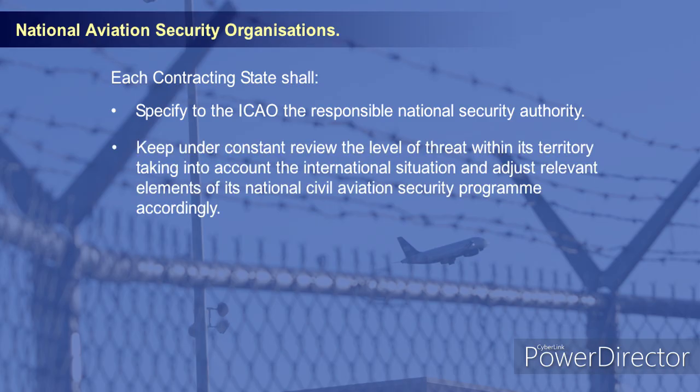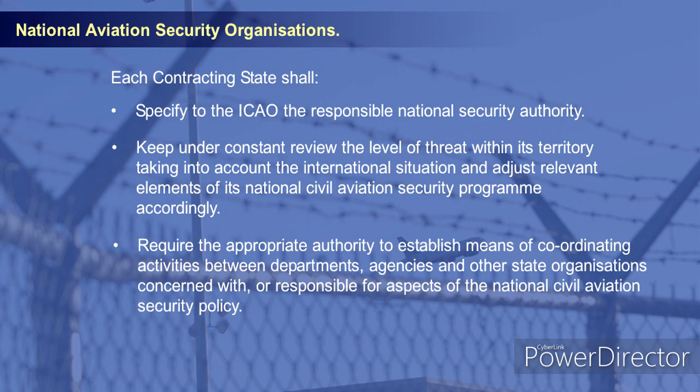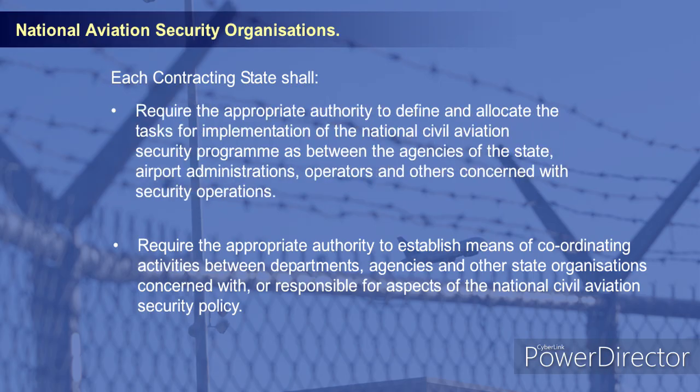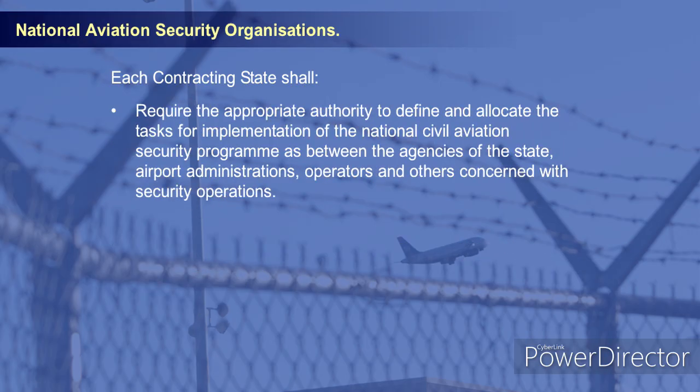Keep under constant review the level of threat within its territory, taking into account the international situation, and adjust relevant elements of its National Civil Aviation Security Programme accordingly. Require the appropriate authority to establish means of coordinating activities between departments, agencies and other state organisations concerned with or responsible for aspects of the National Civil Aviation Security Policy, require the appropriate authority to define and allocate the tasks for implementation of the National Civil Aviation Security Programme between the agencies of the state, airport administrations, operators, and others concerned with security operations.